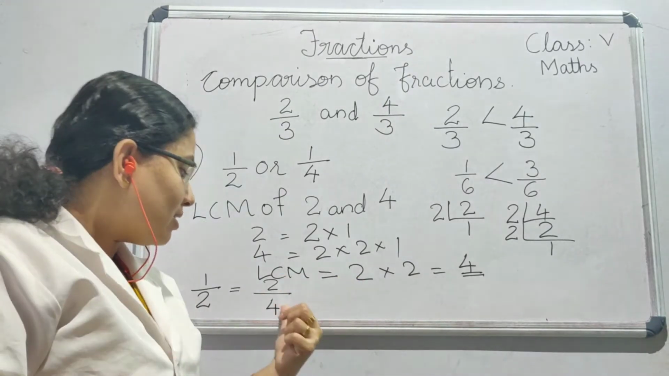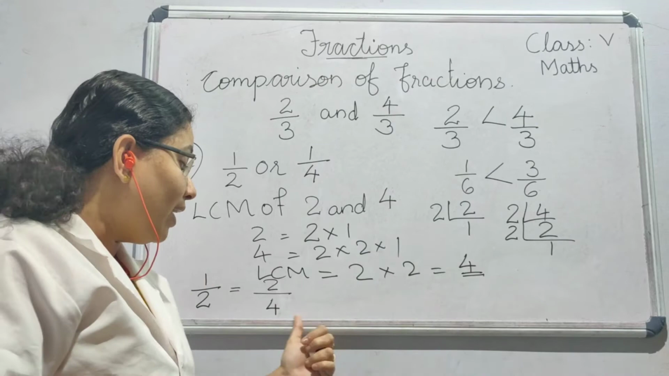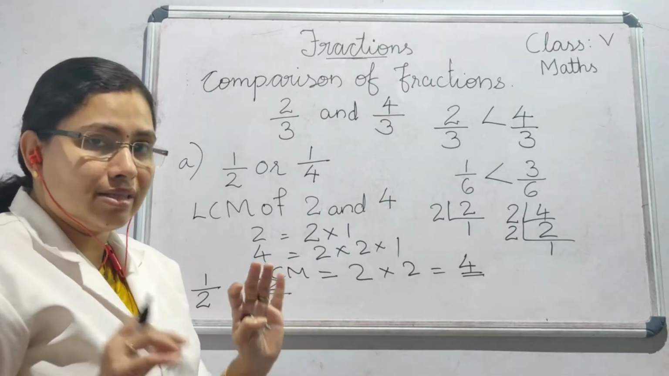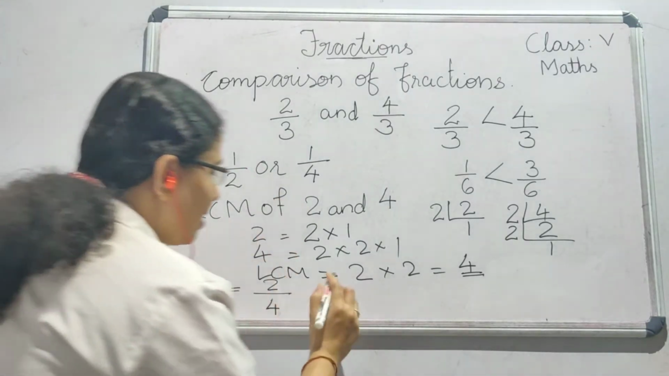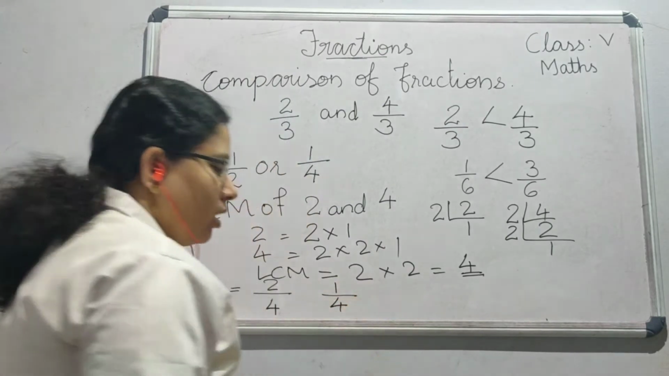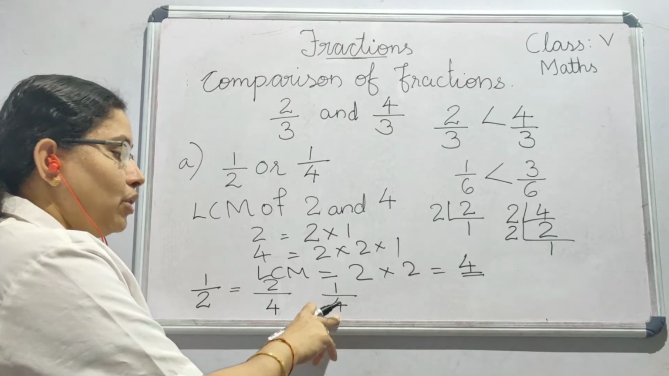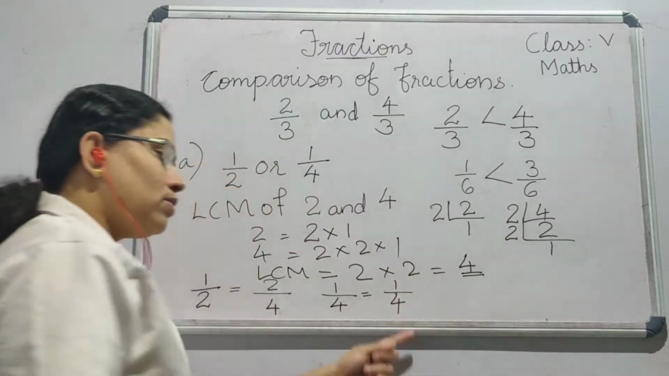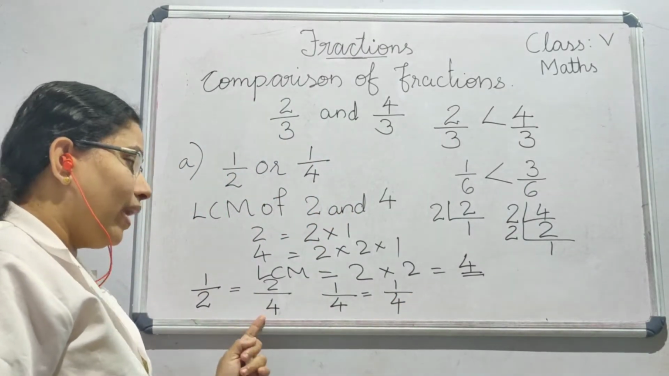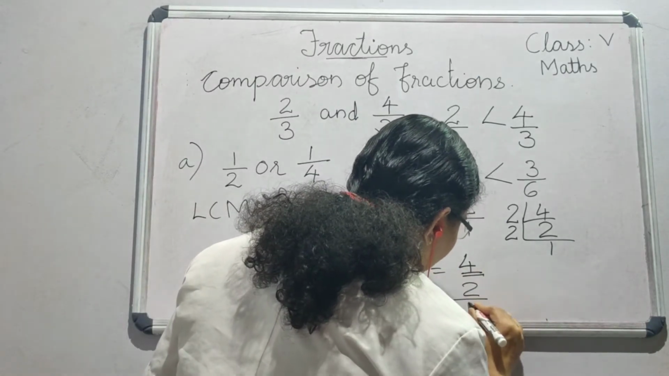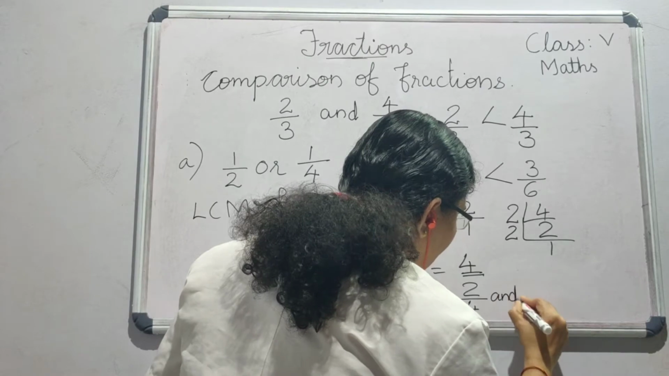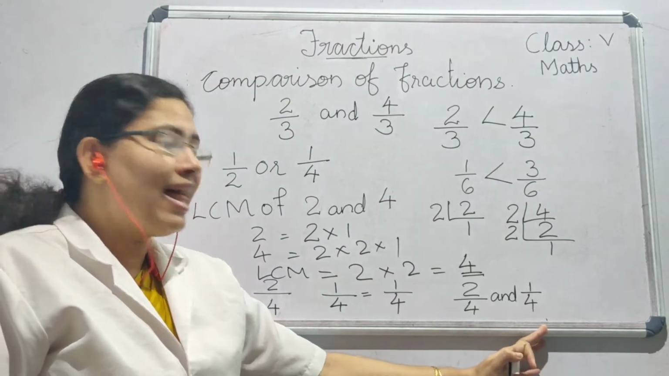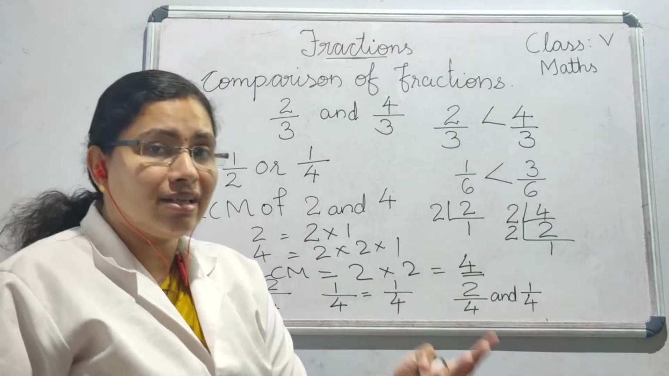Why have we taken this? Because 4 is the LCM, we have to get both the denominators the same. 2 by 4 is the fraction. And the second number is 1 by 4. 1 by 4 is the second fraction, that we can write as 1 by 4 itself, because 4 is the denominator here. So we have got two fractions, now 2 by 4 and 1 by 4. Both are now in the form of like fractions with denominator 4.